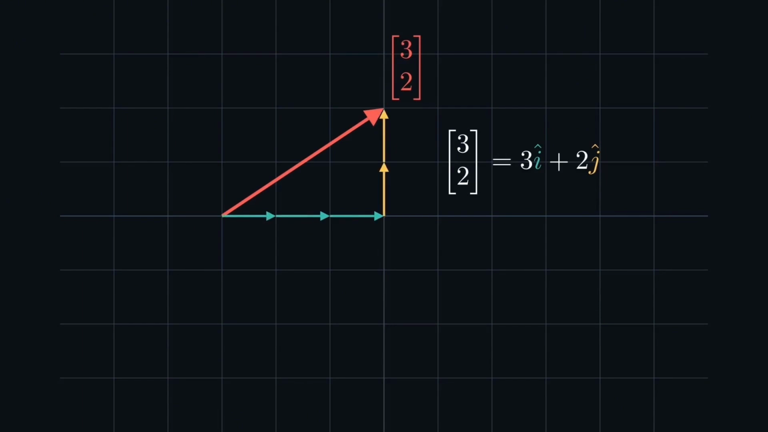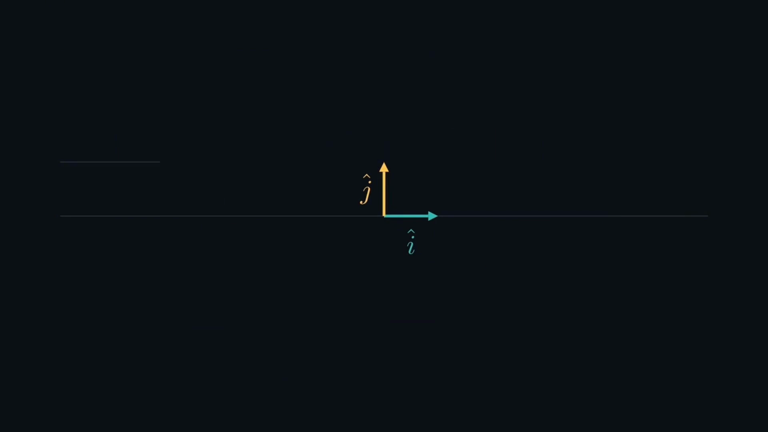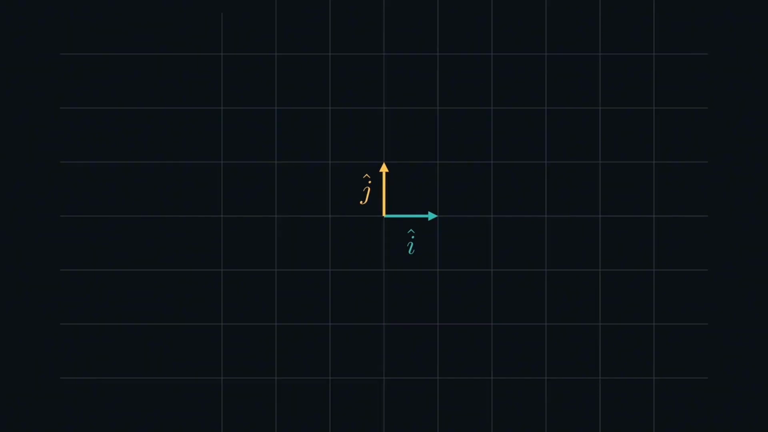Here, i hat is a unit step in the x direction, and j hat is a unit step in the y direction. We call these basis vectors. These are the building blocks of the coordinate system, and you can get to any point in the coordinate grid through adding together some combination of these basis vectors. However, the coordinate grid isn't fixed.